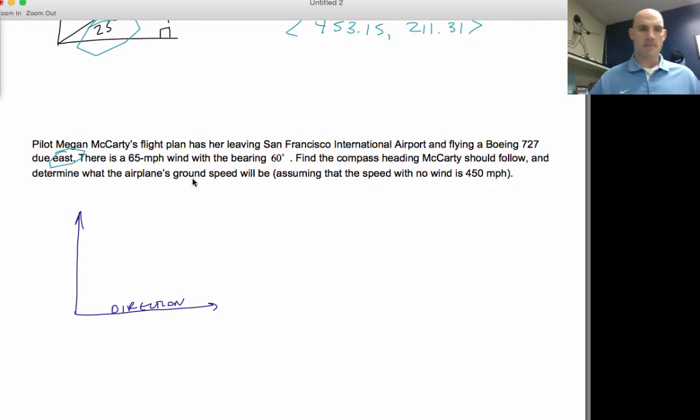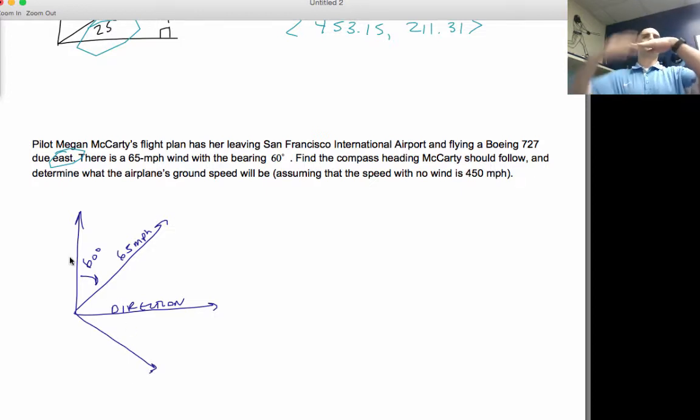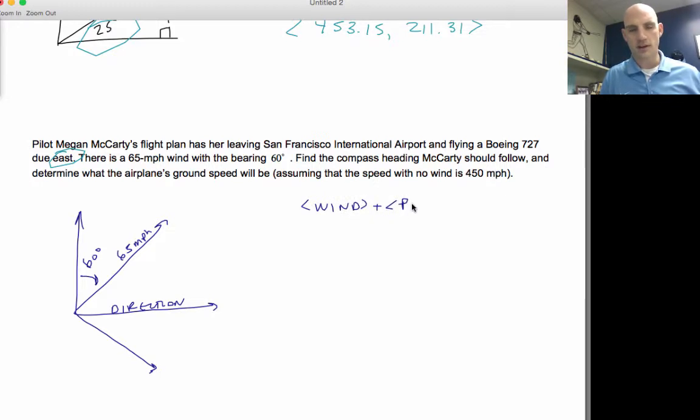And the wind, a 65 mile an hour wind, so that's this. Bearing of 60 degrees. So this is 60 degrees here, and this is 65 miles per hour. And so my plane is going to be somewhere in here, right? Because if my direction is this way and the wind is blowing me, yes, so we've got to add the wind vector plus the plane vector is equal to my actual, right?